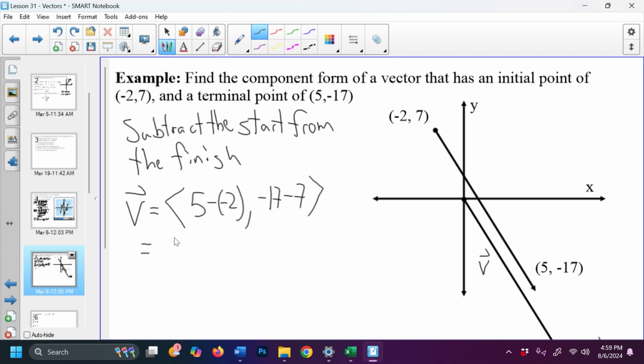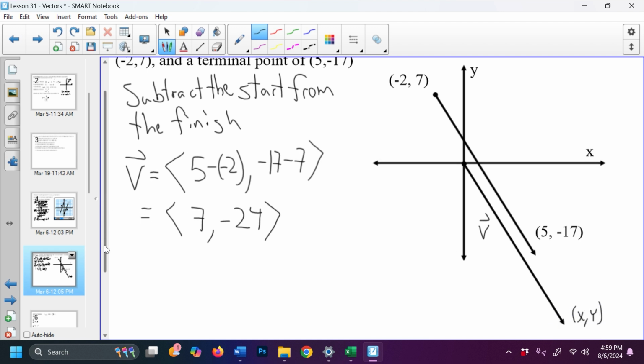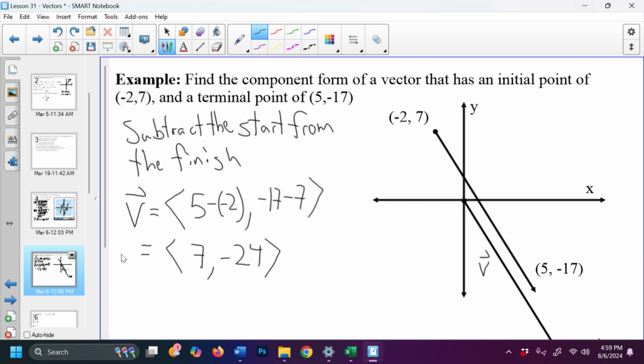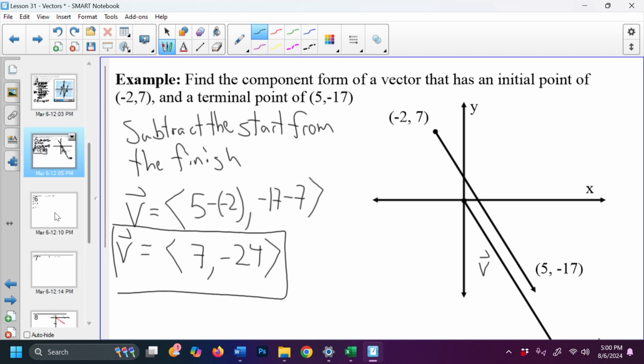So I have as my final answer, 5 minus a negative 2, that's like plus a positive, so 5 plus 2 is 7, and then -17 minus 7 will be -24. And that seems reasonable based on my diagram, so we will say vector v and put a box around all that and move on. Okay, next example.